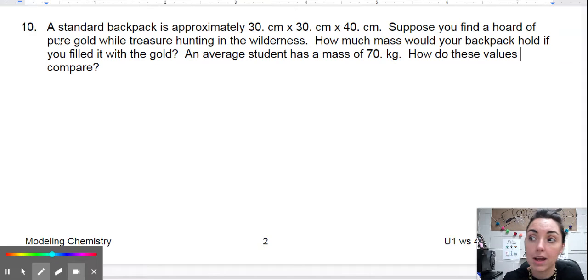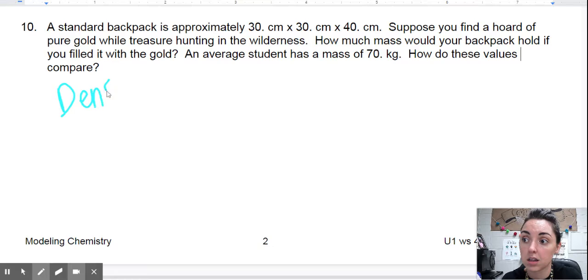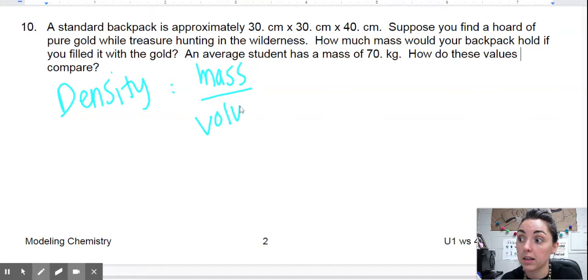Okay, so I know if I'm going to talk about density, I need to talk about mass and volume, right? Because density equals mass over volume. It's the ratio of mass to volume. How much stuff is in a certain amount of space?